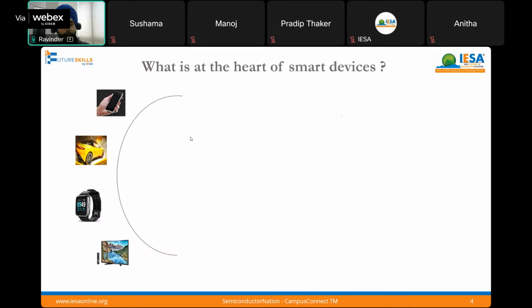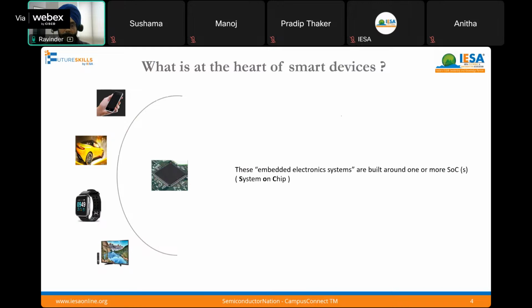When we see all these electronics, what is at the heart? What makes these things tick? The heart is basically one or more SoCs. All these embedded electronic systems are built around one or more SoCs. And there are two parts to it, the hardware part and the software part, which have to work together correctly in concert, to make these electronics deliver the functionality they're supposed to in a flawless way.